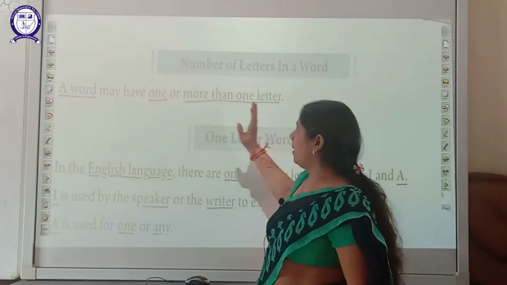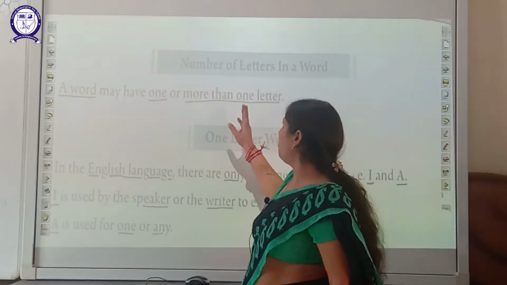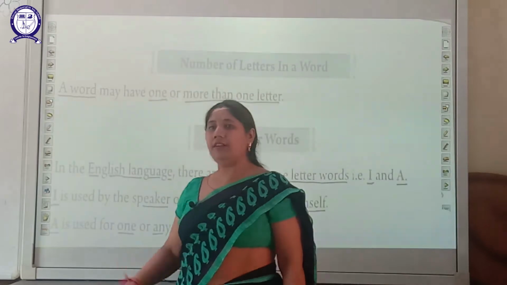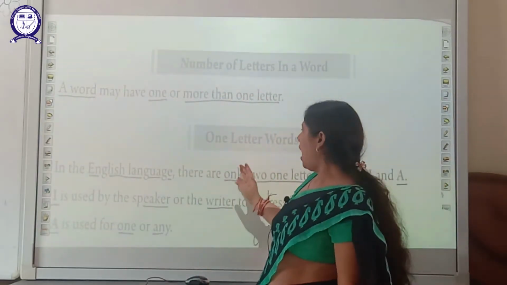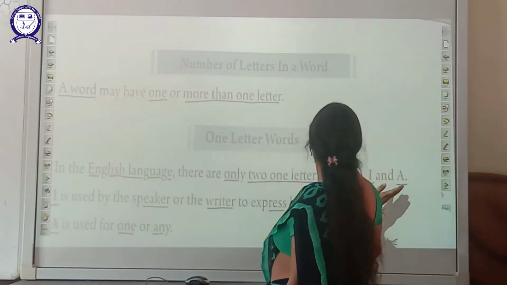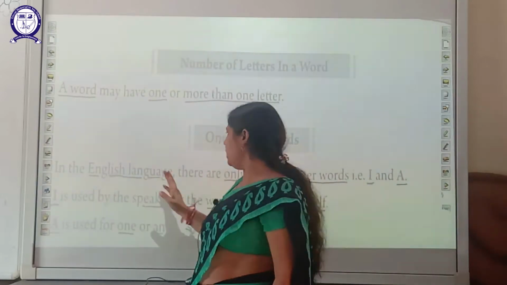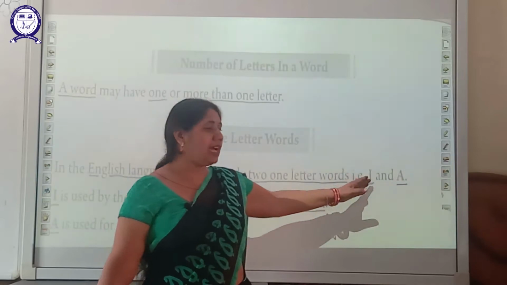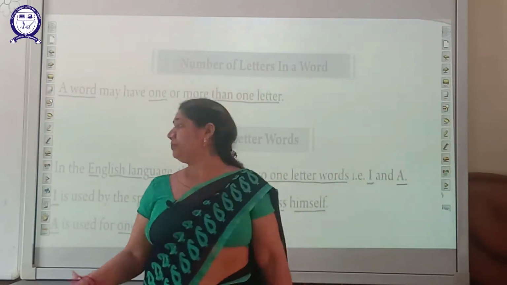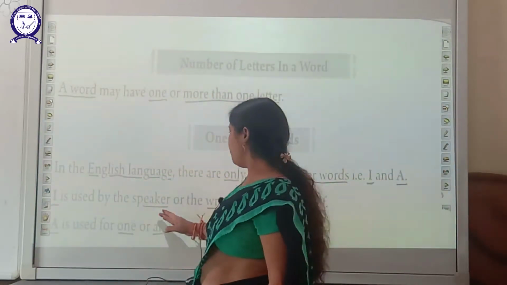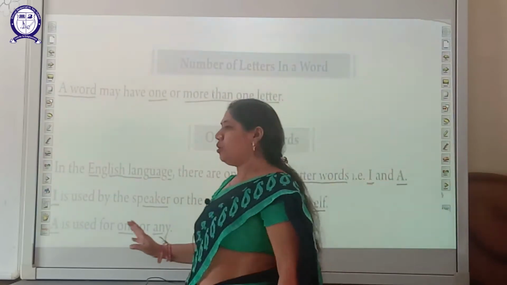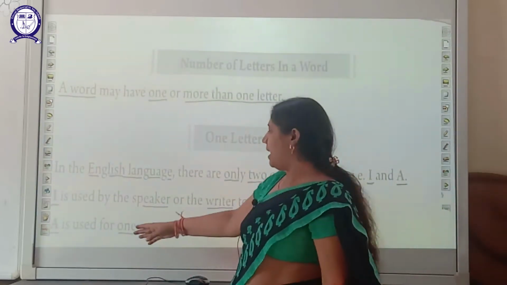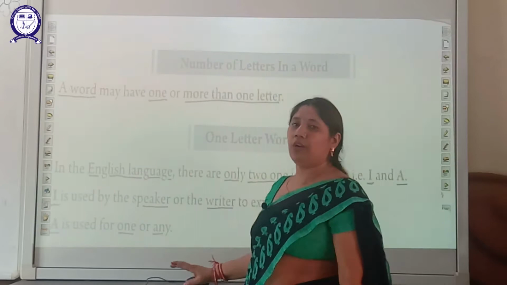Number of letters in a word. A word may have one or more than one letter. One letter means I and A. So in the English language there are only two one-letter words, that is I and A. I is used by the speaker or writer to express their feelings, and A is used for one or any.